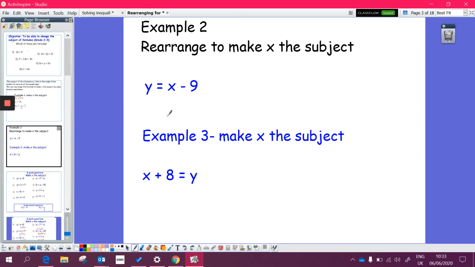So I've got rearrange to make x the subject. So I've got x, I've got minus 9 here. When that goes over there, the minus 9 becomes a plus 9, and you get y plus 9 equals x. On the next one, again, we've got a plus 8. This time it's on this side, so the plus 8, you want to go onto that side. If it's a plus on this side, it becomes a minus on the other side. So x equals y minus 8.